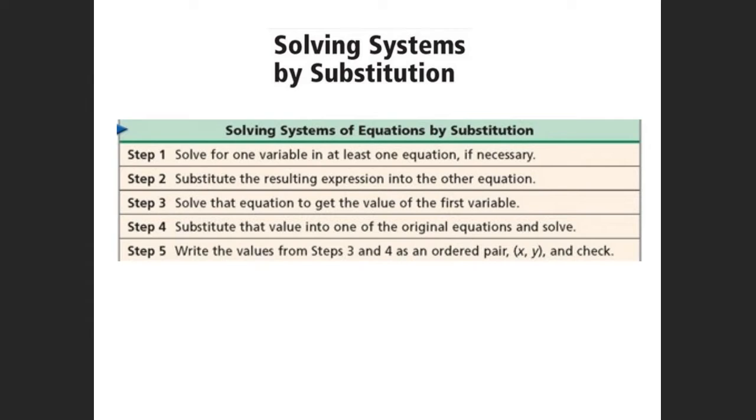Step number one, we're going to solve one of the equations for one variable. Step number two, we're going to substitute the resulting expression into the other equation. Step number three, solve that equation to get the value of the first variable. Step number four, substitute that value into one of the original equations and solve. Step number five, write the values from step 3 and 4 as an ordered pair, x, y, and check your answer. Seems like a lot, but it really isn't that bad.